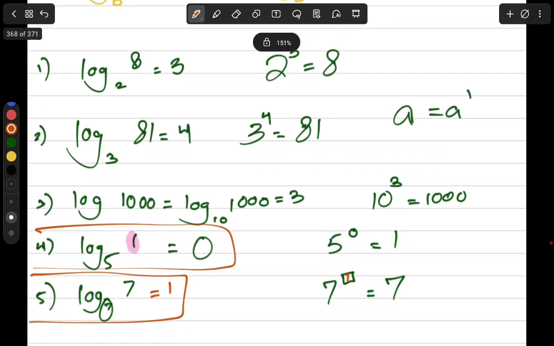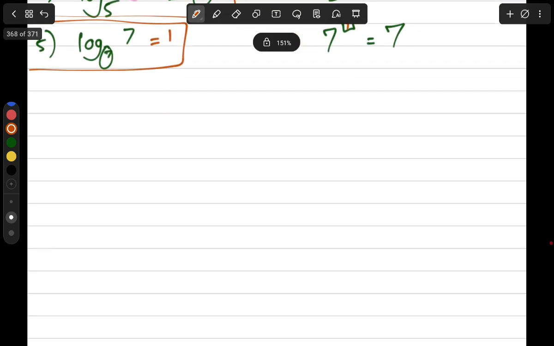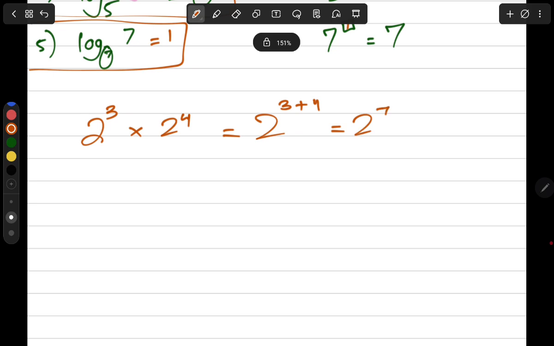Excellent question. Let's discover them and not memorize them. Now let's say that 2 cube times 2 power 4, what is that? You just add the powers, right? 2 power 3 plus 4, so the answer is going to be 2 power 7, right? So you know these indices rules.